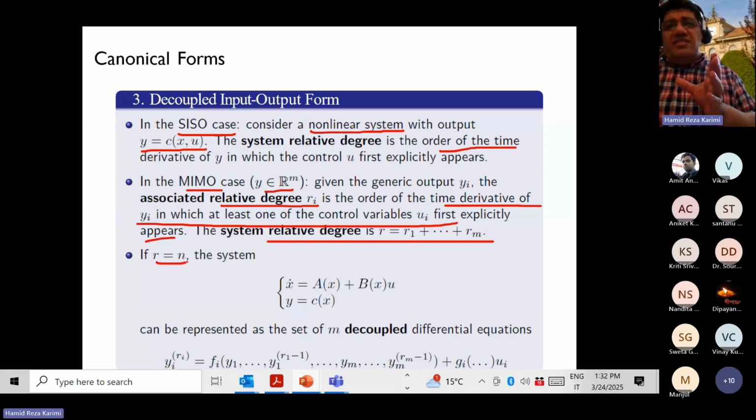If the total relative degree of the system is equal to n, the system can be represented as a set of decoupled differential equations like this. You can see that for this relative degree Ri, ui appears in this derivative. So if you represent the system like this, for the MIMO case or the SISO case, in the decoupled input-output form, then again you can design the sliding mode, find a sliding surface, and stabilize it. So this is a canonical form.